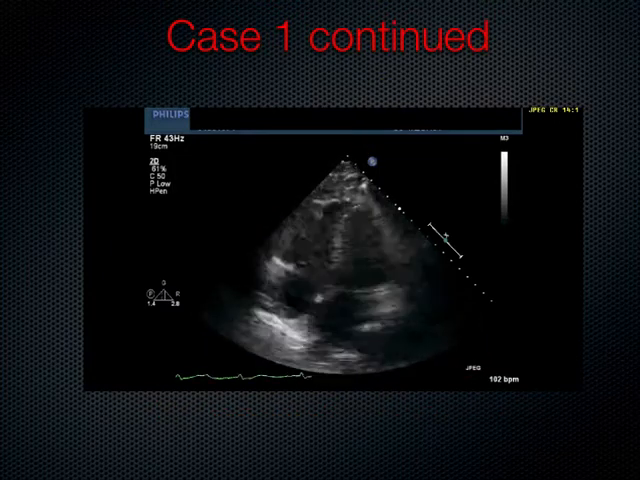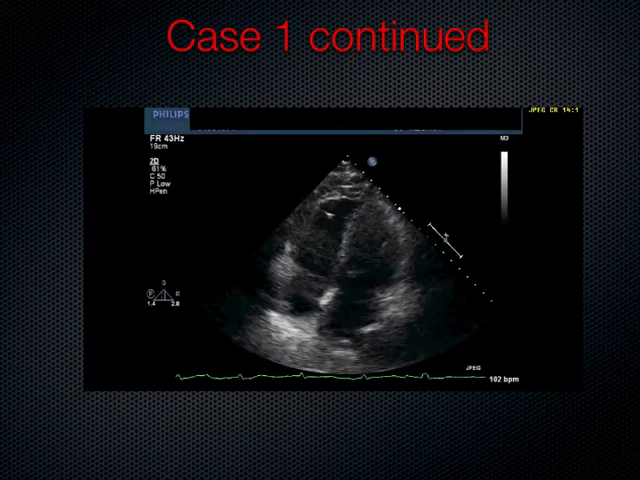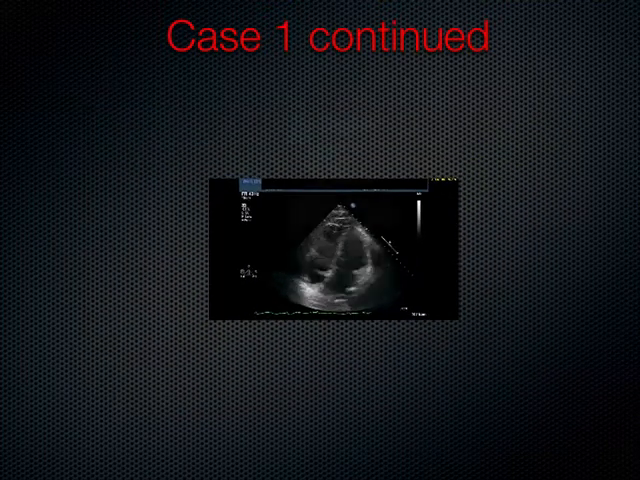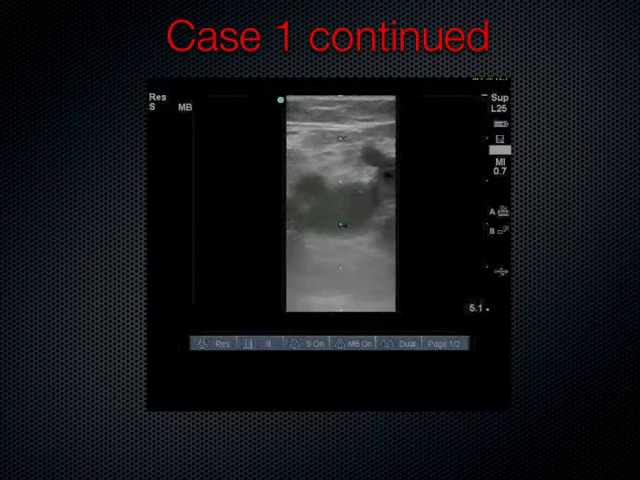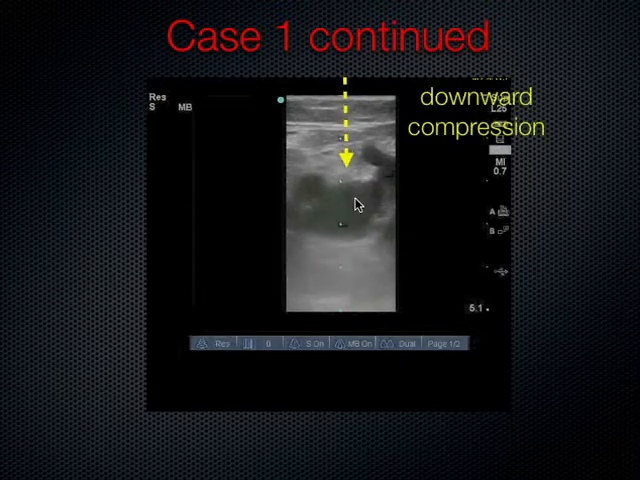Now, if you move on with this case, and we do another study on this patient, we look down at their lower extremity vasculature, and this is the femoral artery. This is the common femoral vein here, and as we compress, we use downward compression to try to compress the femoral vein walls together. Nothing happens. In fact, the femoral vein doesn't even budge, and this tells us the patient's got a deep vein thrombosis, and that goes along with the diagnosis of pulmonary embolism.